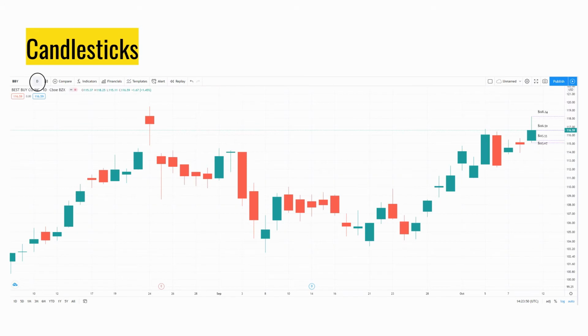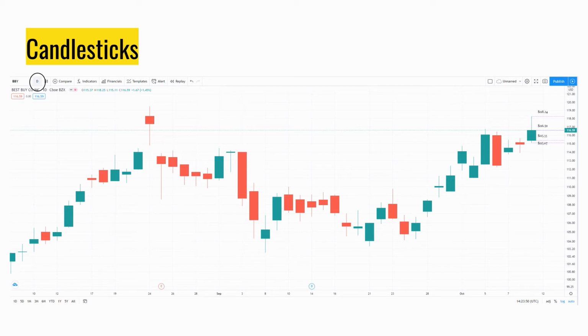Let's look at a real-world example so we can solidify what we just learned. The stock we're looking at this time is Best Buy. We see that each candlestick represents a day as shown in the circle. Now, let's focus on the last or the most recent candlestick. This candlestick represents the price action of October 9th. We see that on October 9th, the price of Best Buy opened up at around $115.33.